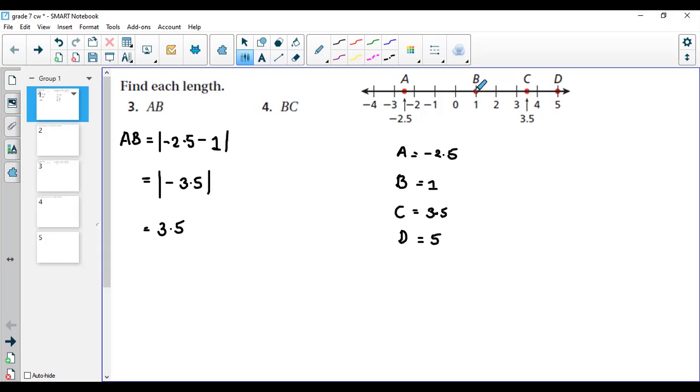You can count and find out. See, 1, 2, 3 and 3.5. So 3.5. But don't count, as sometimes the scale might differ in the number line.